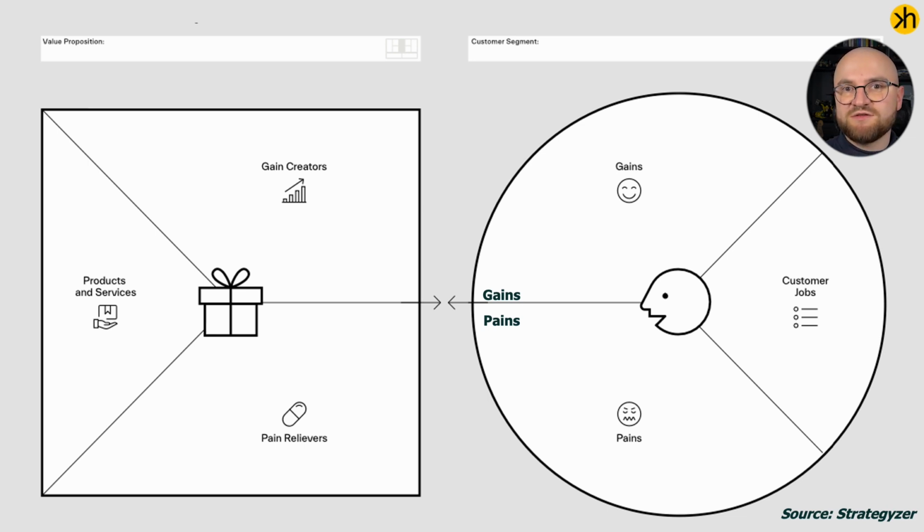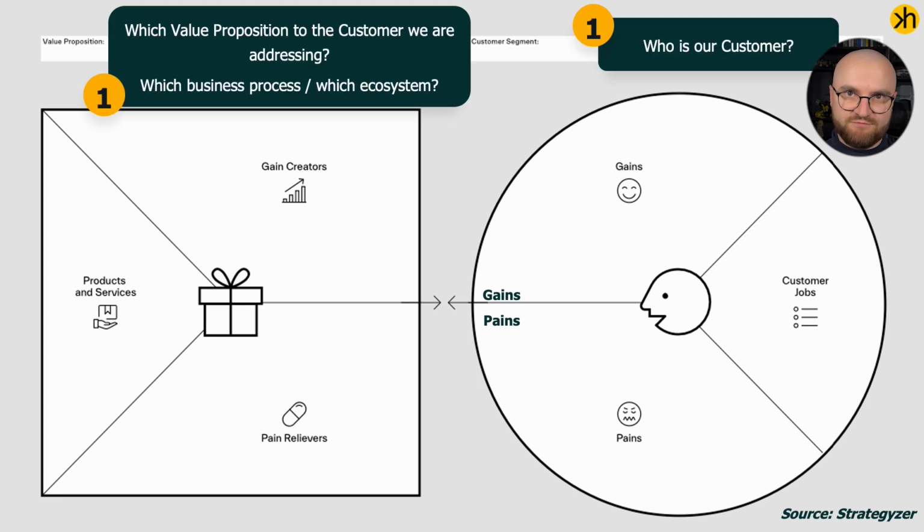The exercise is conducted from top to the right and then to left. Okay, so we start by recalling which area of value delivery of the business process, or sometimes even a single system, single application, we are addressing. We also define who our customer persona is, or simply name the customer segment if that's easier.